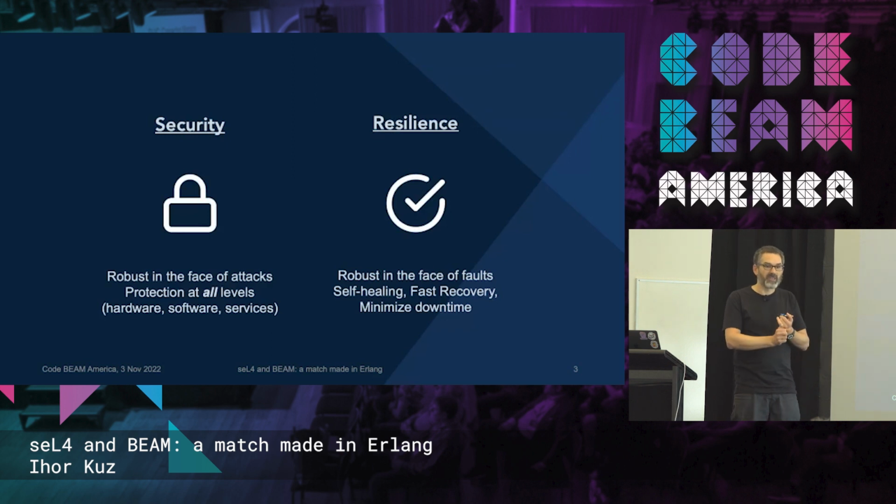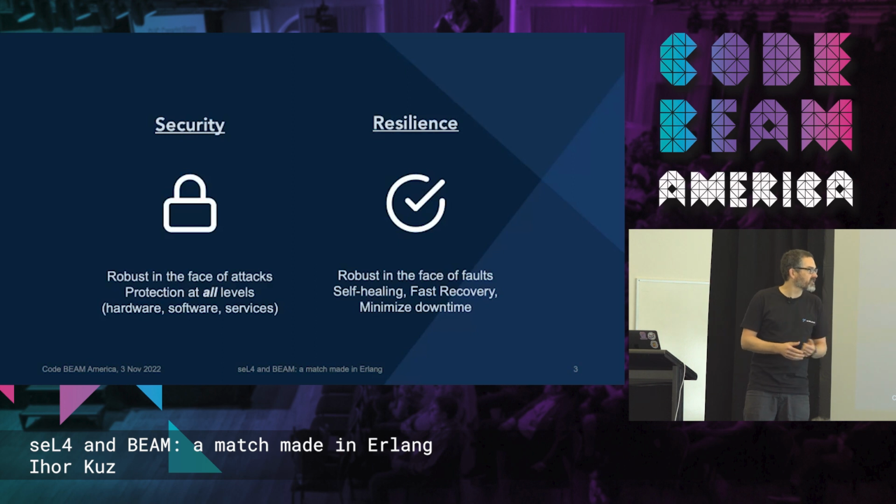We don't want people coming in and disabling the systems. We don't want people coming in and stealing the data that the systems are producing. We don't want them coming in and controlling the systems and making them do bad things. So security is very important. And resilience is also very important. This is being robust in the face of faults, things that accidentally happen, that break. It needs to be robust when faults happen.